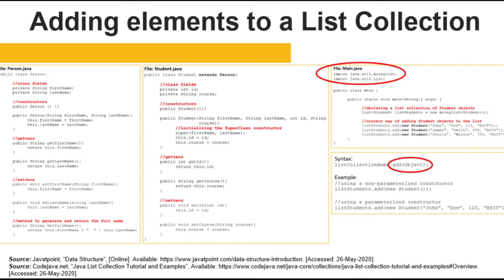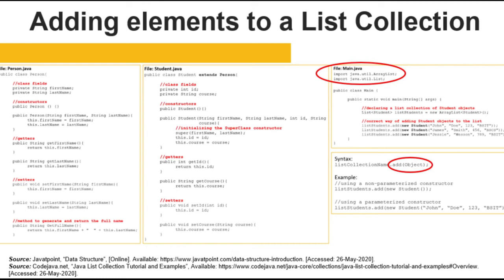Person.java contains class fields such as first name and last name since it is believed that these properties are common to every person. We define non-parameterized and parameterized constructors, getters, and setters, and a getFullName method which returns the combined values of first name and last name as a string. Student class inherits the person class, and that is why it receives everything that is declared inside the person class.